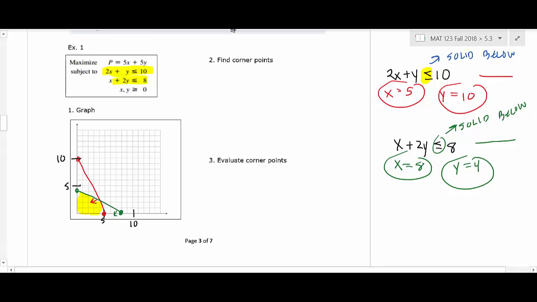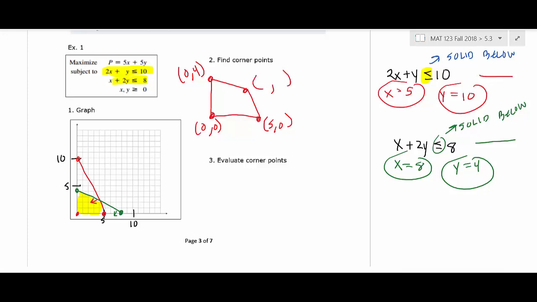Now let's do the corner points. Remember, some of these things you'll be able to do in your head. Maybe one of them you have to do a matrix on. So you basically have these corner points. This corner point here would be 0, 0, which is going to give you minimum profit. This one right here is 5, 0. This one here is 0, 4. And then you're going to have to use a matrix to find this one.